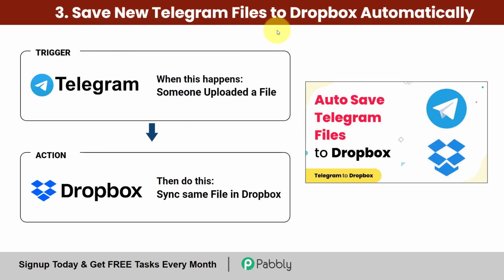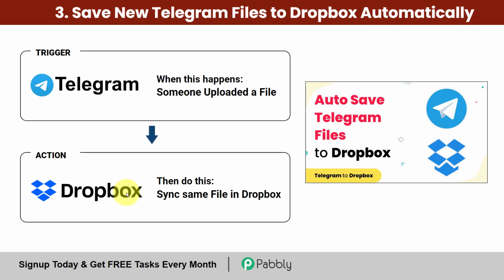Alright, save new Telegram files to Dropbox automatically. Now you'll ask me where exactly this automation is useful. Let me explain with an example. Assume that you are a teacher and you have created a community over Telegram with all your students, and you have assigned an assignment to each of them. Once their assignment is completed, they are surely going to share it over the Telegram group. Now, in order to save the assignment of each student, you are going to manually save those 30 assignments, and then manually upload all of them into Dropbox in order to create a backup.